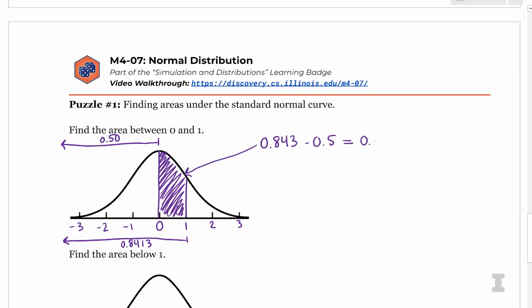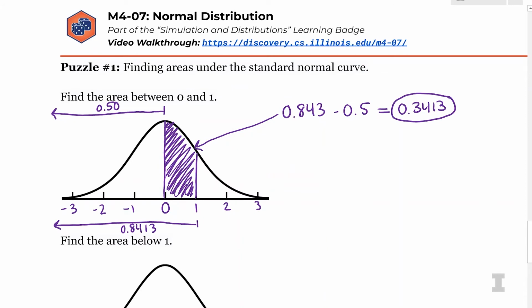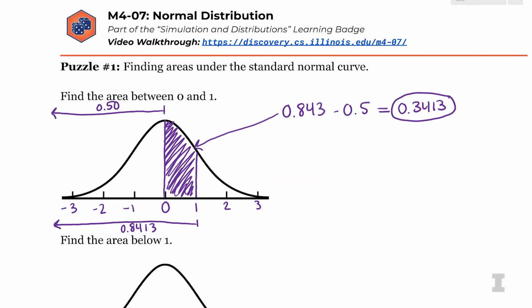0.3413, and that is about 34%. And if I look at this standard normal curve, it does look like about 34% of it is shaded. Let's keep going.